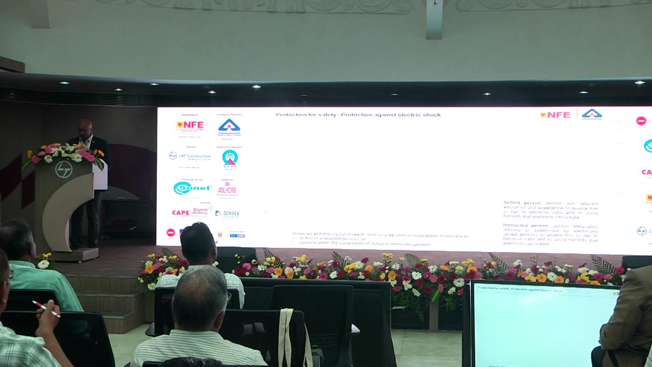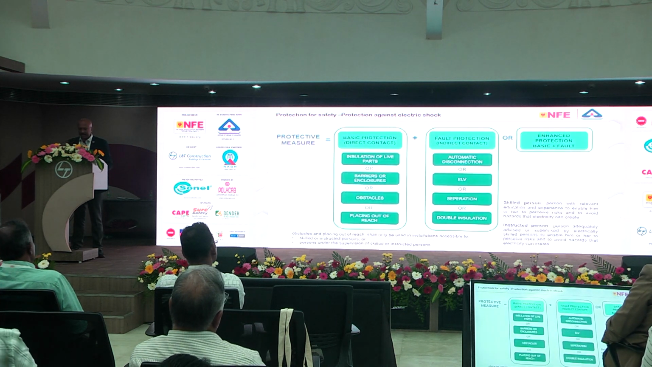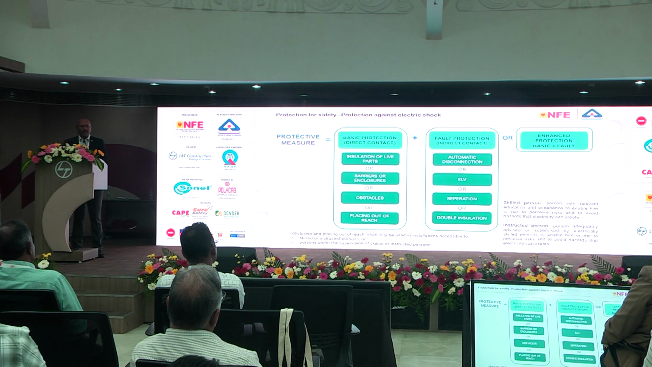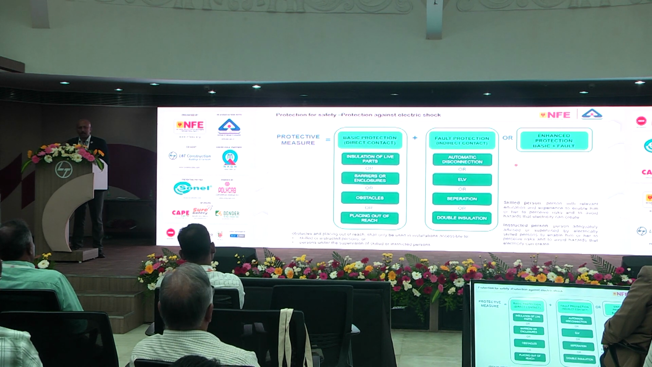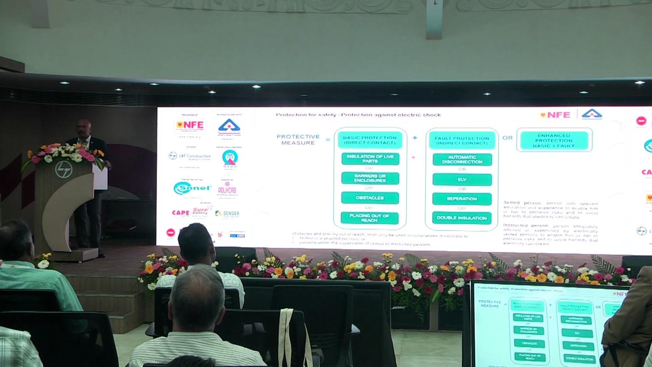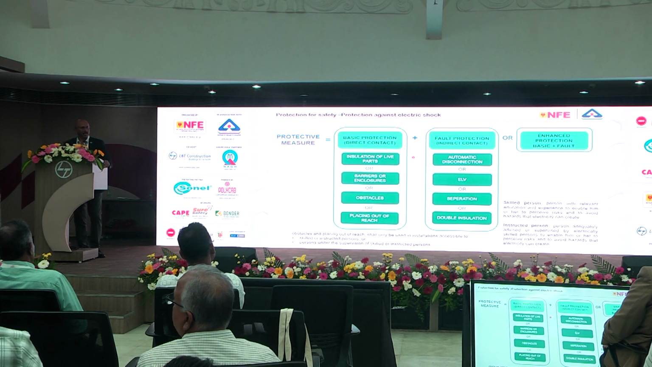Now these are the protective measures, basic and fault protective measures. The first protective measure is with respect to fault, because protection from electric shock, most of the time we say it's fault protection, because in all electrical installations, basic protective measures are already there. We are not going to get a shock from a good installation. We are going to get shock from a faulty installation. So protection against fault is always spoken of as protection against electric shock.